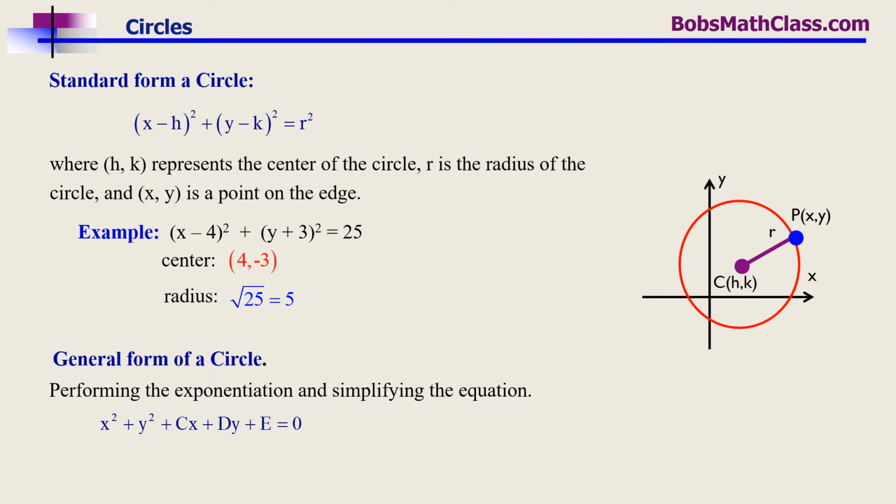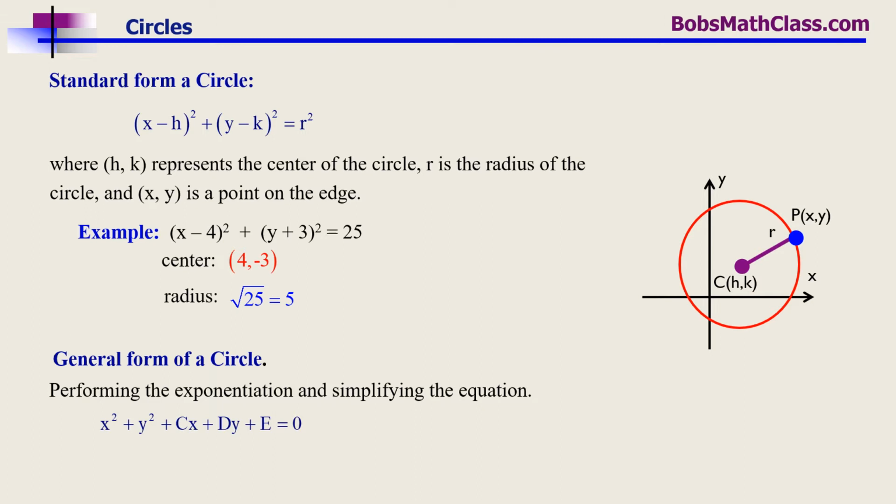Okay, so this little example we have here: (x minus 4) squared plus (y plus 3) squared equals 25. The center would be (4, negative 3). Think of it as the opposite of the number inside the parentheses. See how it says x minus 4? So there's a minus 4, the opposite would be positive 4. Or you could think of it as the number that will make it 0. Positive 4 would make that 0. 4 minus 4 would make it 0.